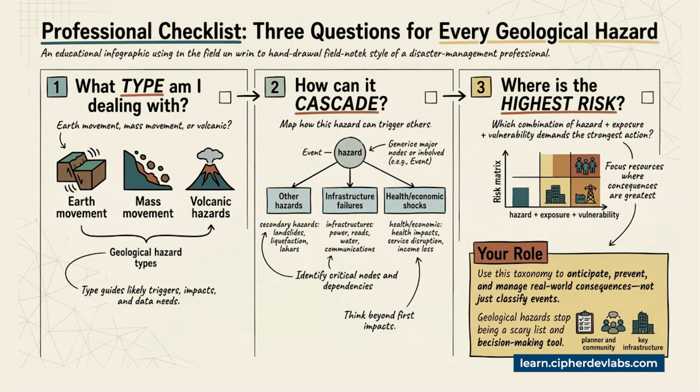And as you move forward in this course, keep this mental checklist for geological hazards. What type of geological hazard am I dealing with? Earth movement, mass movement, or volcanic? How can it cascade into other hazards or system failures? Blocked roads, dam failure, power outages, health crises. And most importantly, given limited resources, which combination of hazard, exposure, and vulnerability creates the highest risk and therefore demands the strongest action?